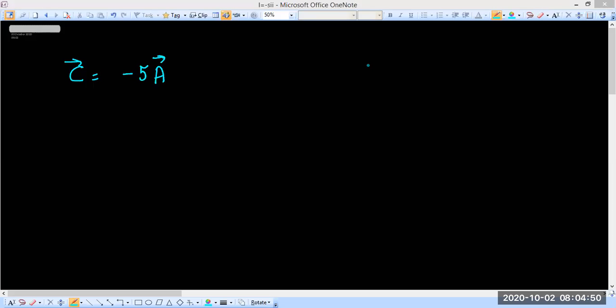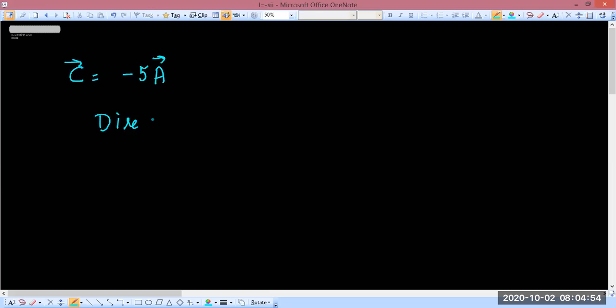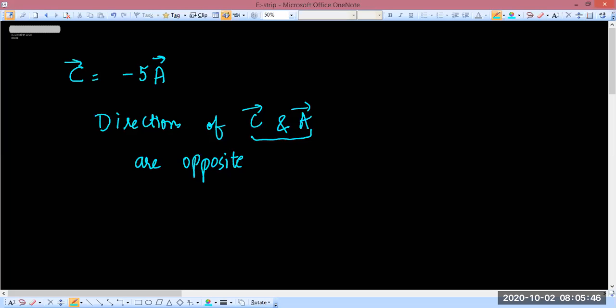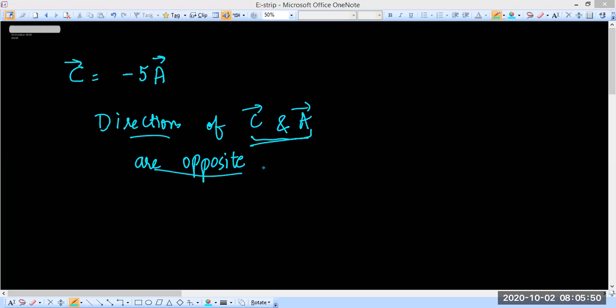Okay, so what can we say about directions of C vector and A vector? Come on. What can we say about direction of C vector and A vector? Yes, very good, Tamanna. That's right. Well done, Divya, Krisha. That's right. Direction of C vector is negative is not correct. No, the correct answer is that these two vectors, C vector and A vector, are opposites, right? The direction of C vector and A vector are opposite to each other, right?